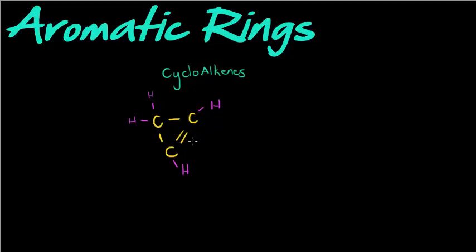Now how would we name it? Well, exactly the same. Usually we wouldn't need to number the chain because, I mean, where are you going to start numbering? It's a circle. So we don't have to number the chain unless there is more than one double bond. If there's more than one double bond, we might have to number it. But in this case, it doesn't matter where you start numbering.